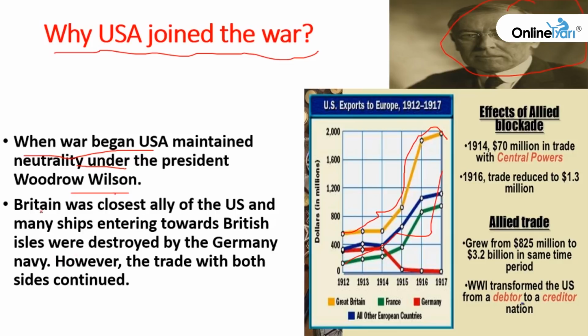So second, Britain was closest to the US, and many ships entering towards the British islands were destroyed by the German Navy. It was becoming a problem for them since 1915, because whenever they sent some trade cargo by ship, it was destroyed by the Germans. So it was becoming a problem for them.